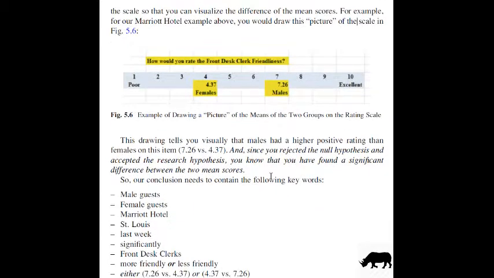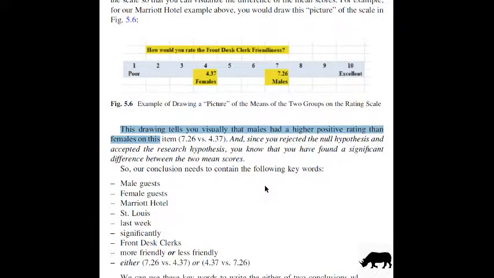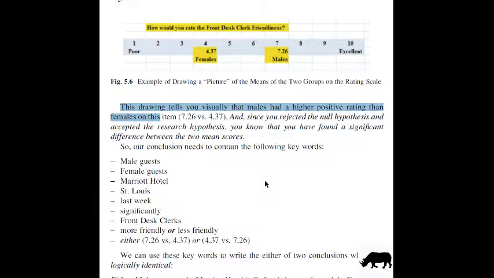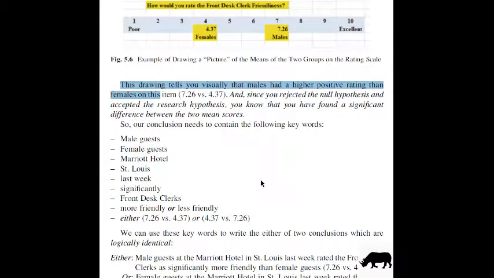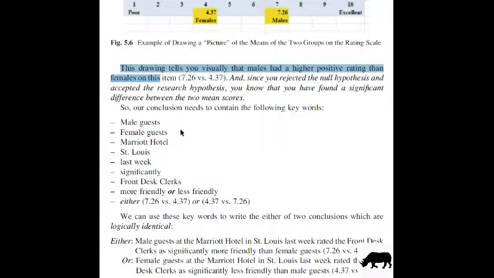This drawing tells you visually that males had a higher positive rating than females on this item, 7.26 versus 4.37. And, since you rejected the null hypothesis and accepted the research hypothesis, you know that you have found a significant difference between the two mean scores. So, our conclusion needs to contain the following keywords.